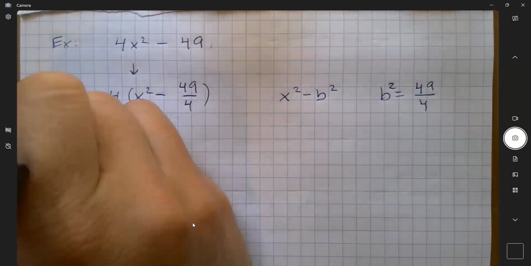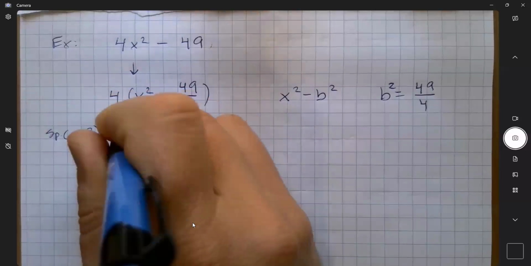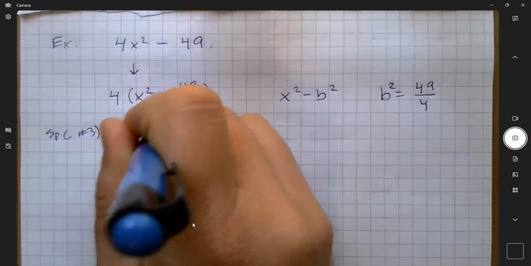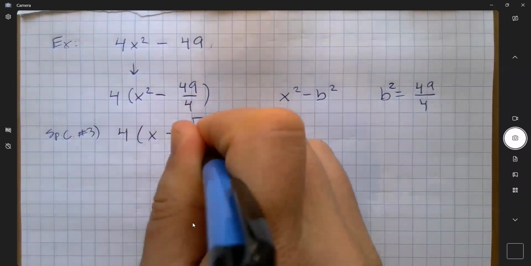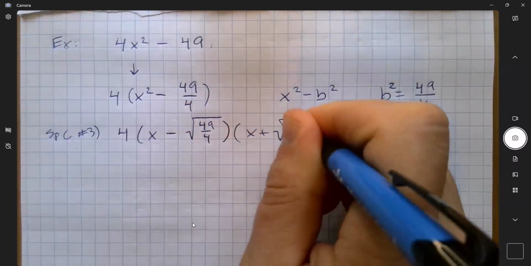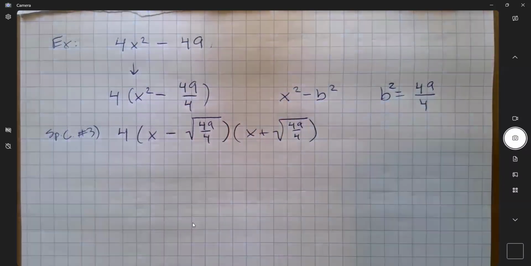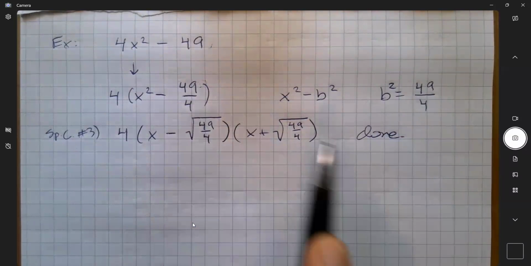So this is special case number 3. And it tells me that I have the 4, and then I have x minus the square root of 49 over 4 times x plus the square root of 49 over 4. And I can be done here. If I really want to, that's okay. That's not a problem. 49 over 4 is b squared, and so I just take the square roots.